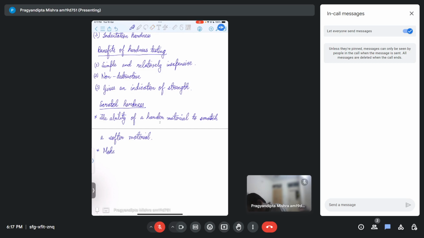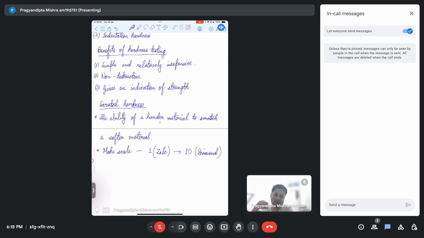There's no apostrophe, this is just Moh's scale, which goes from 1, which is talc, to 10, which is diamond. And in between, you'll have different materials like gypsum, calcite, fluorite, etc., till topaz, corundum, and diamond. So what you will do is you will take all these 10 steps, talc to diamond, etc.